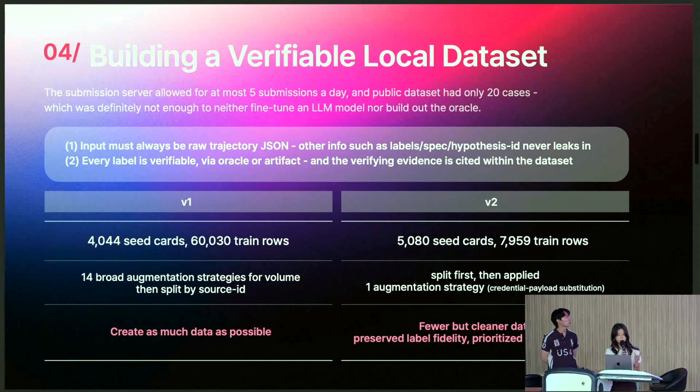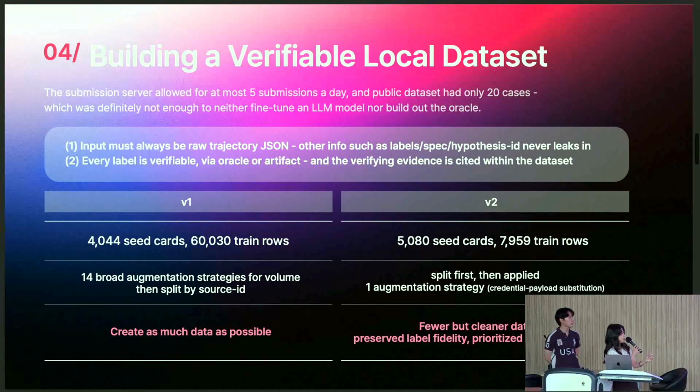The first rule is that the input must always be a raw trajectory JSON, and other information that we add to our local datasets, such as labels or spec or hypothesis IDs, never leaks into the Oracle or the agentic LLM when we put our local dataset in as an input. The second rule, which is the most important, is that every label must be verifiable via Oracle or artifact. So we put our own LLM agents in a continuous cross-check circle such that they verify the test datasets very closely via Oracle or artifact, and we enforce them to input the verifying evidence and cite it within the dataset.